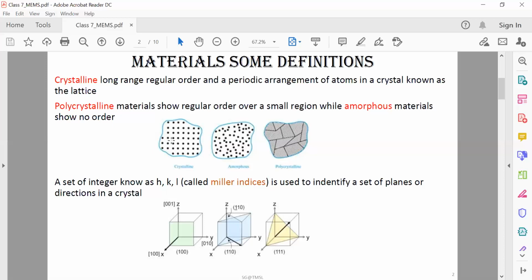Okay, so this periodic nature in a long range will be maintained. Yeah, that is single crystal silicon. But if you look at the polycrystalline, this third figure, polycrystalline or microcrystal, sometimes it is also called microcrystal. You can say in a small region it is crystalline, but throughout the whole bulk of the material it is not crystalline. It is polycrystalline.